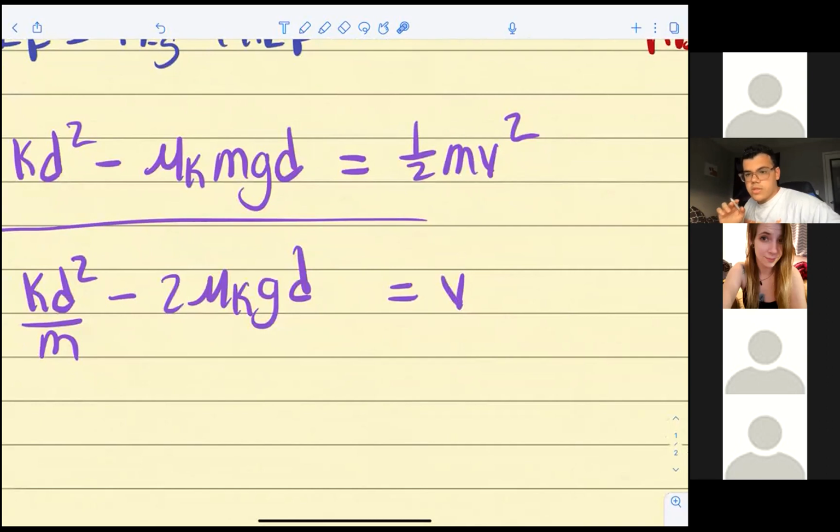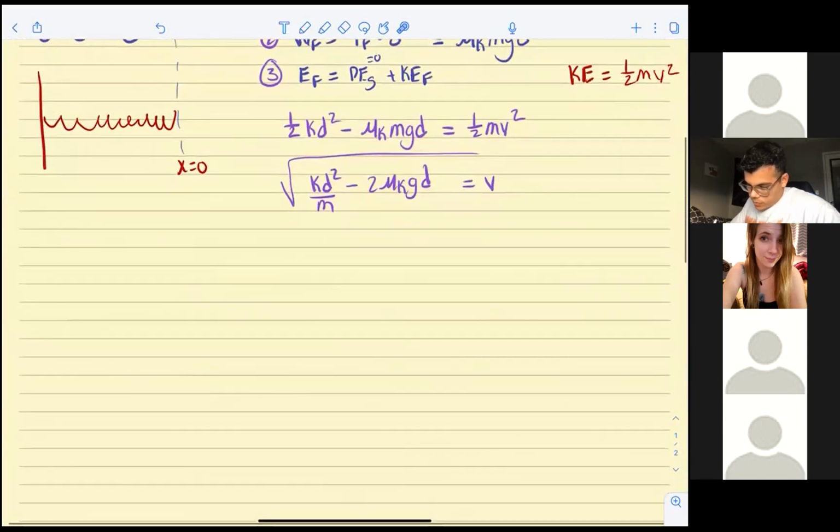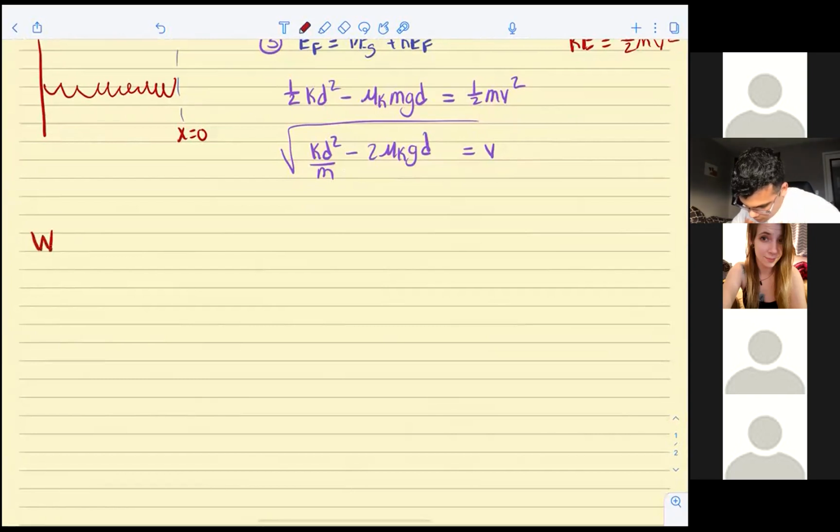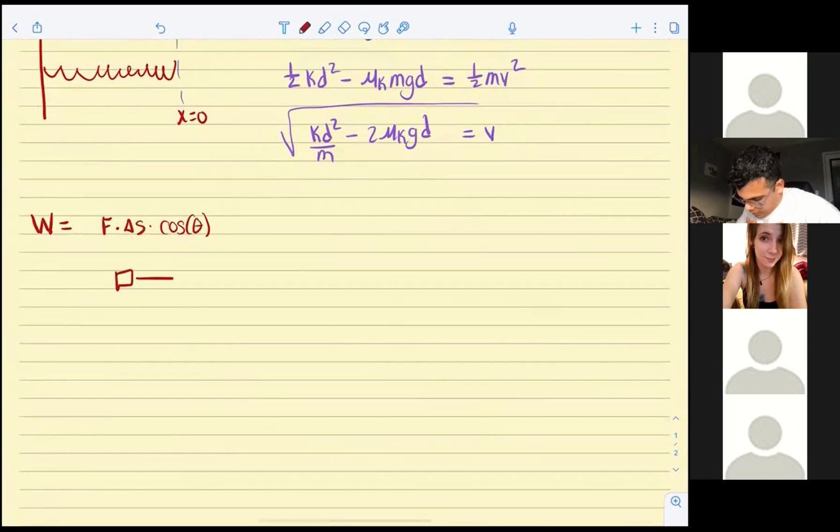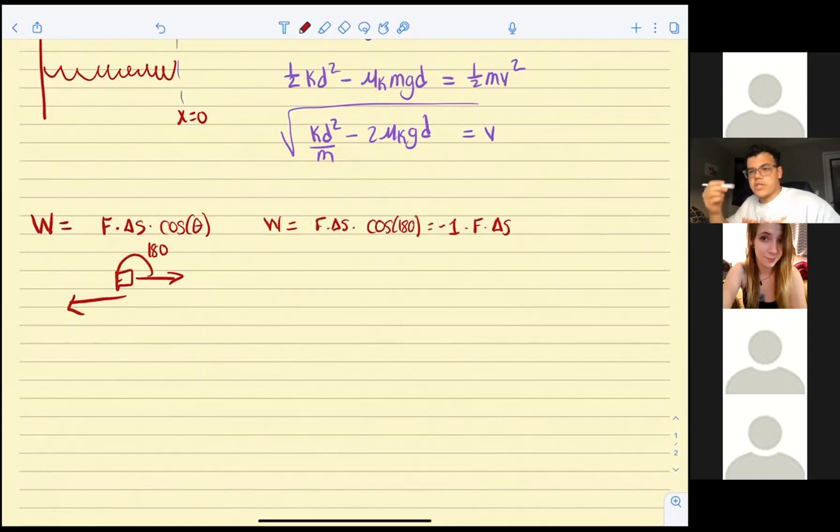Somebody else also asked, why is the work negative again? Remember, the work is force times displacement times cosine of theta. If we're looking at an object that's moving to the right, we know that friction is going to be pointing to the left. So the angle from here to here is 180 degrees. So work is force times displacement times cosine of 180, which is -1, right? But better yet, if the force and the direction of motion are opposite, it's negative work. That's one way of thinking of it, physically speaking. This is a way of thinking of it mathematically.